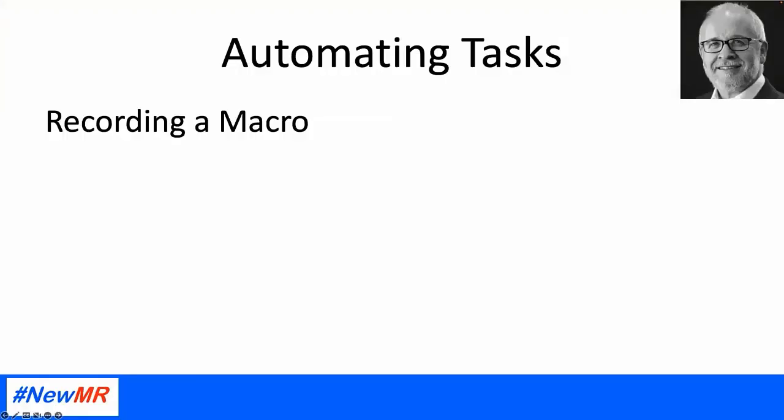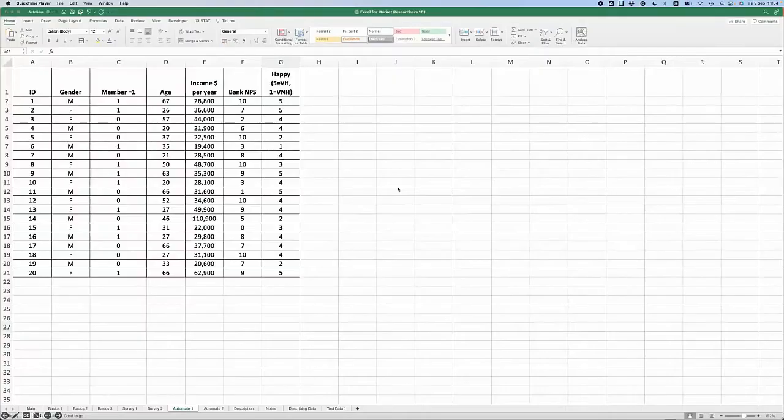And finally, we're going to have a very quick look at automating tasks. Now let's have a look at automating tasks, and I'm going to look at a simple recorded macro. So imagine that we get a data sheet like this every week or every month, and one of the things we need to do is we need to add some recoded data that's going to tell us whether the NPS score is a promoter, a neutral, or detractor.